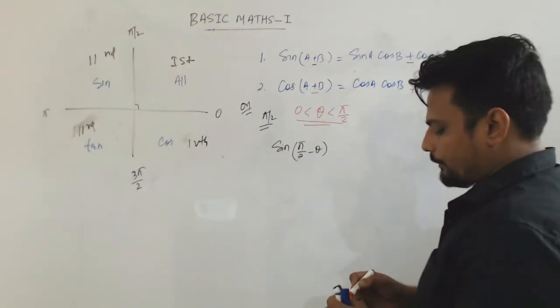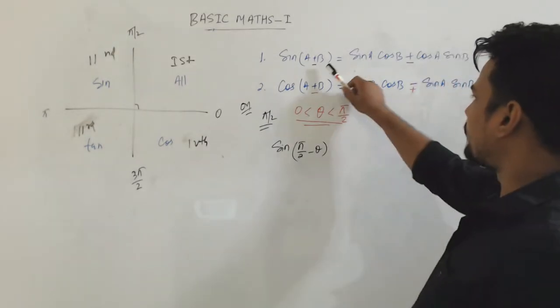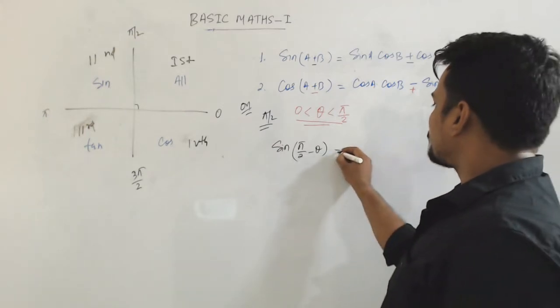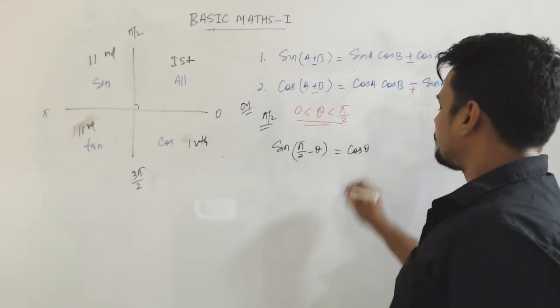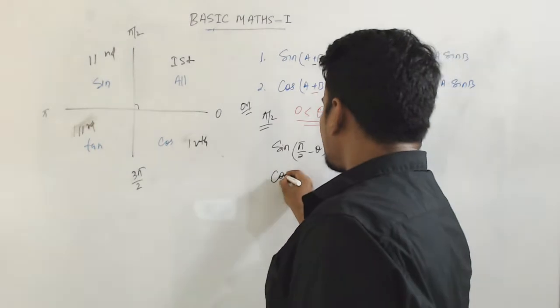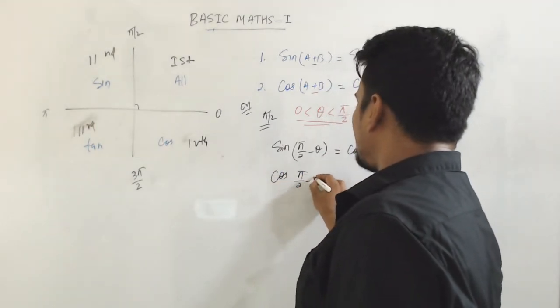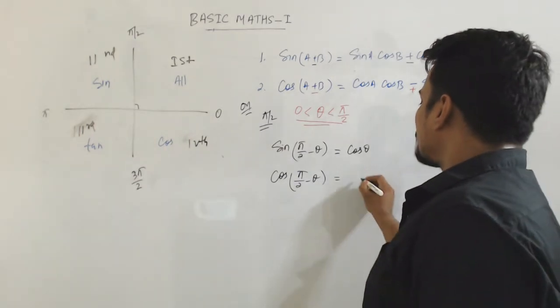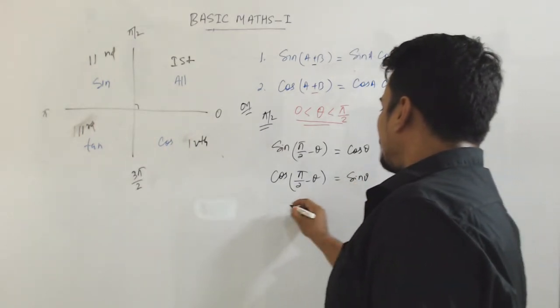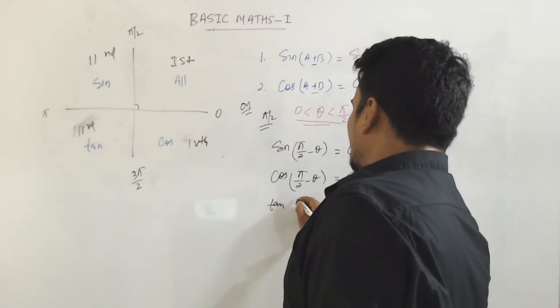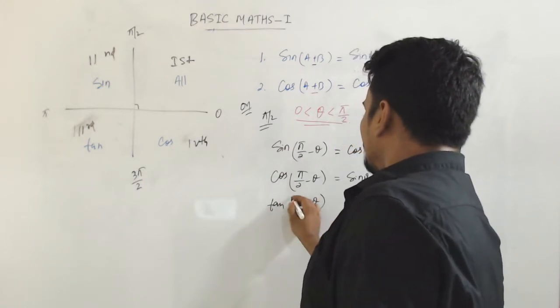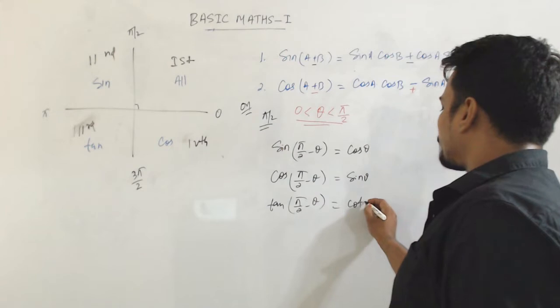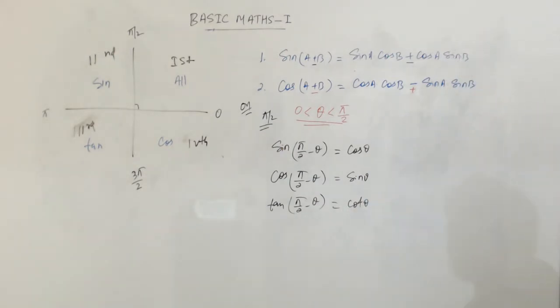Now when we have sine of pi by 2 minus theta, and you apply these formulae, you will get cos of theta. And if I put cos of pi by 2 minus theta, using this formula, you will get sine of theta. And if you apply it for tan of pi by 2 minus theta, you again get cot of theta. So sine became cos, cos became sine, and tan became cot.